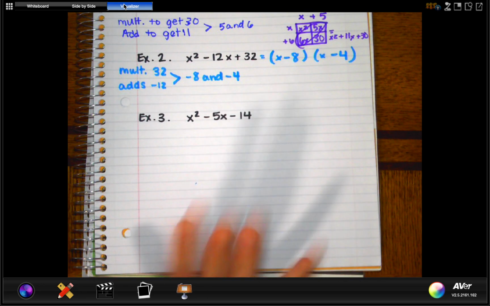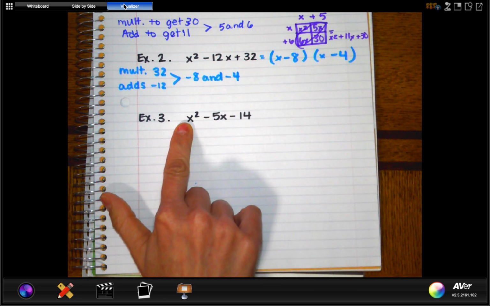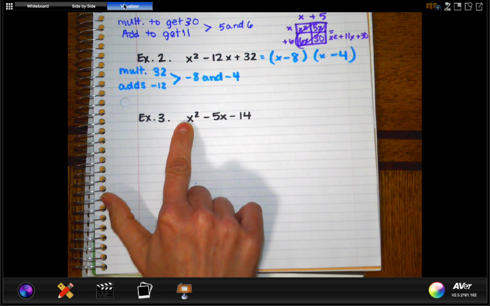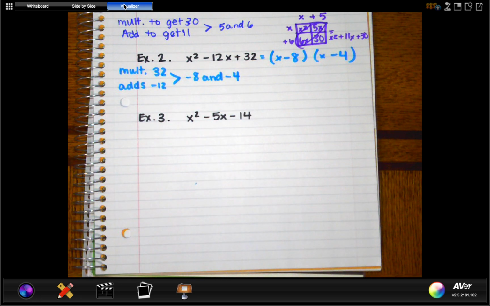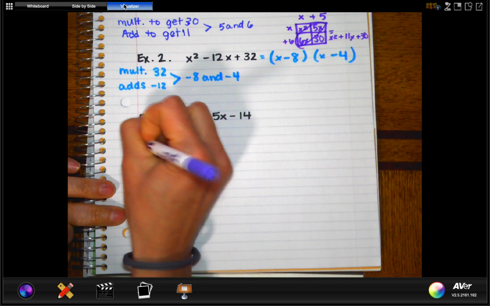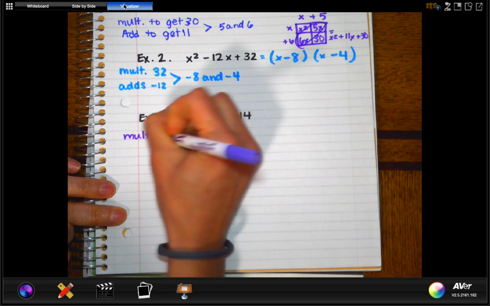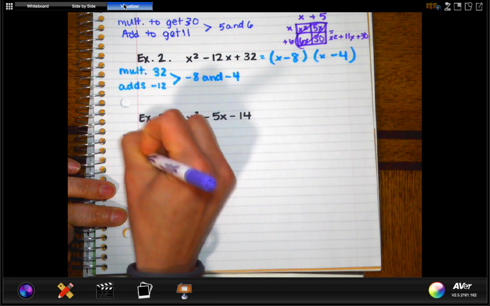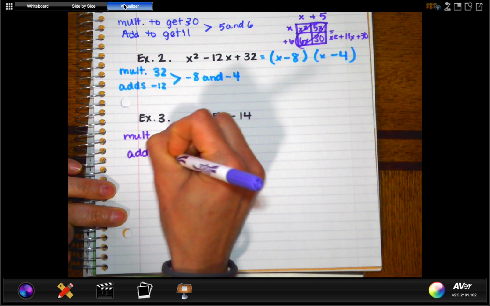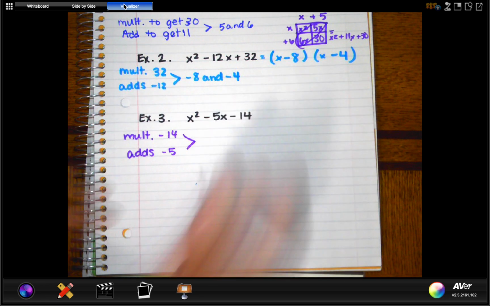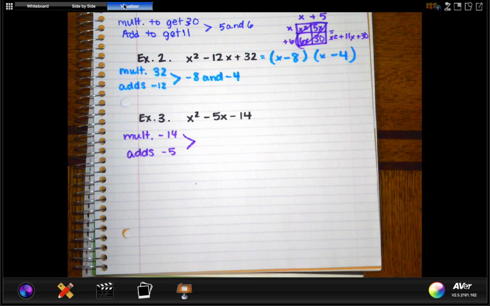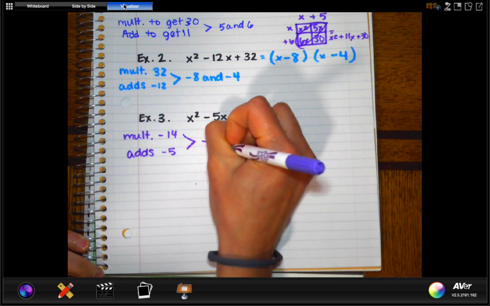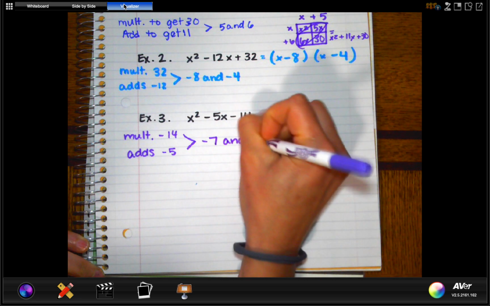Again, we're starting with a 1 here as our coefficient, so there is no GCF to look for. We're now jumping right into what multiplies to get negative 14, but adds to get negative 5. Think, think, think. Oh, I know. Negative 7 and positive 2.